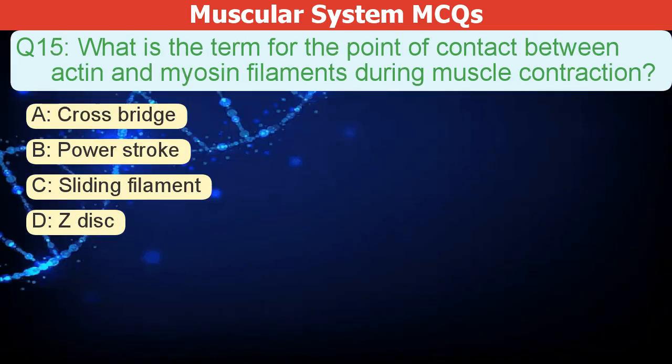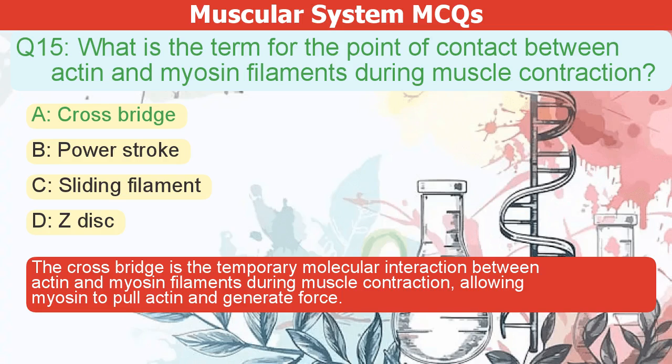What is the term for the point of contact between actin and myosin filaments during muscle contraction? A. Cross bridge. B. Power stroke. C. Sliding filament. D. Z-disc. The correct answer is A. The cross bridge is the temporary molecular interaction between actin and myosin filaments during muscle contraction, allowing myosin to pull actin and generate force.